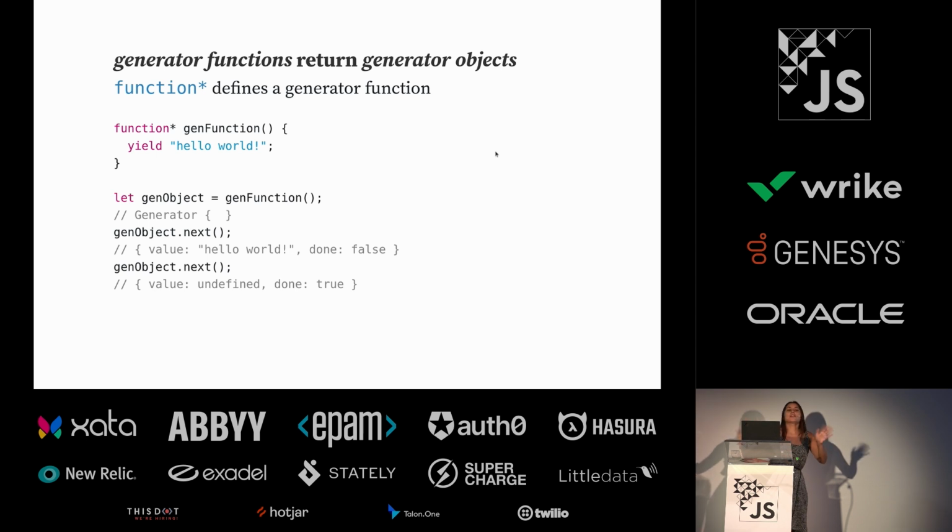A few more terminology things, while we're getting naming collisions and confused about the names of things. Let's talk about generator functions versus generator objects. So the function star keyword, you've seen it around. It's like function, it has a star on it. That makes it fancy. It means this is a generator function.